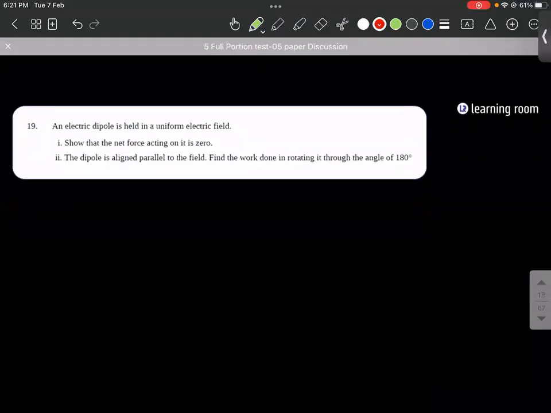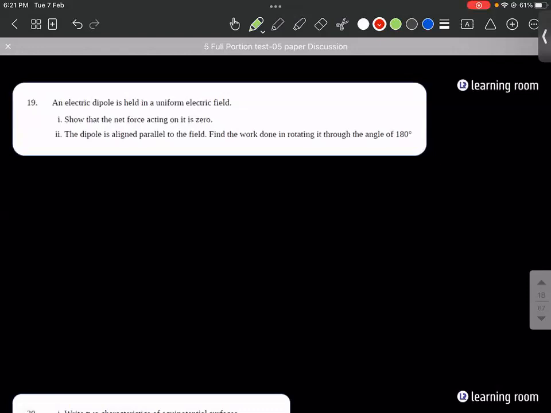An electric dipole is held in a uniform electric field. Show that the net force acting on it is 0. So this is a theory question, right? You draw a uniform electric field, you place a dipole. This is QE, this is QE. They both get cancelled.